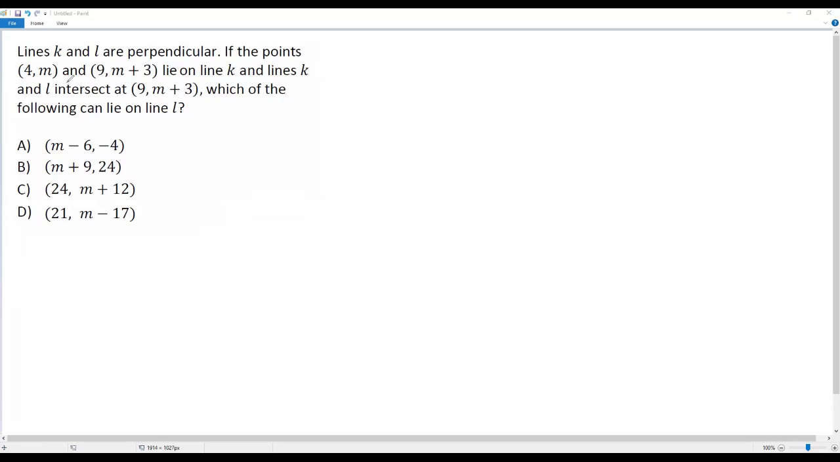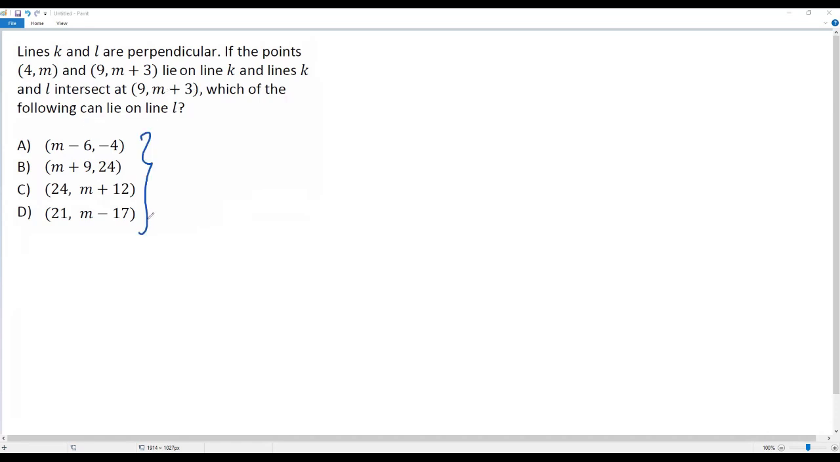Here we have a SAT math problem. Okay, let's go to the question. Lines K and L are perpendicular. If the points (4, m) and (9, m+3) lie on line K, and lines K and L intersect at (9, m+3), which of the following can lie on line L?